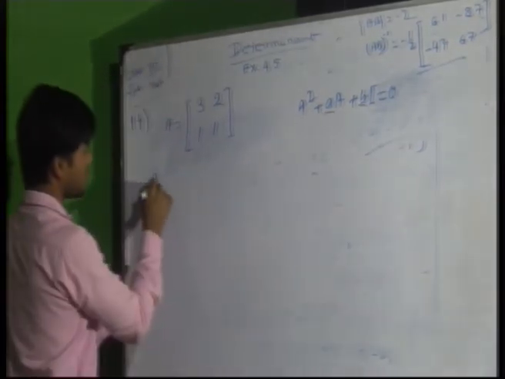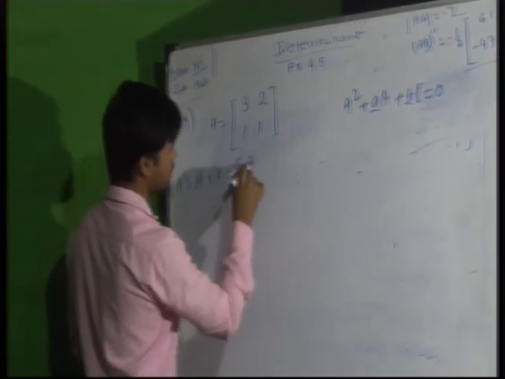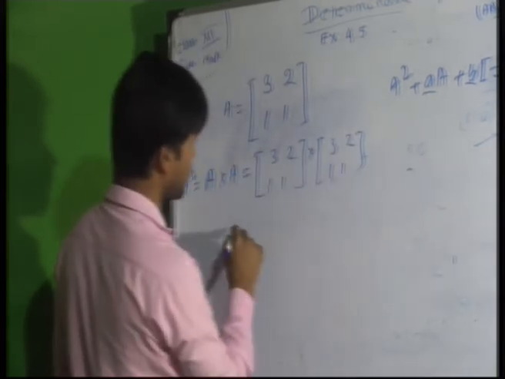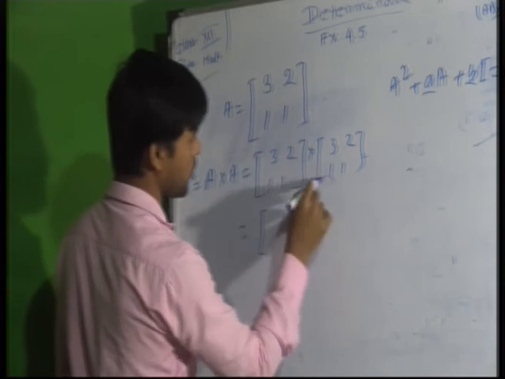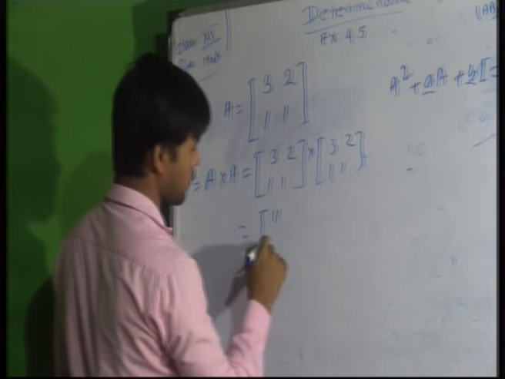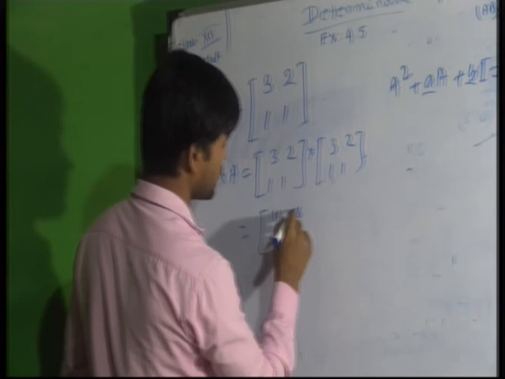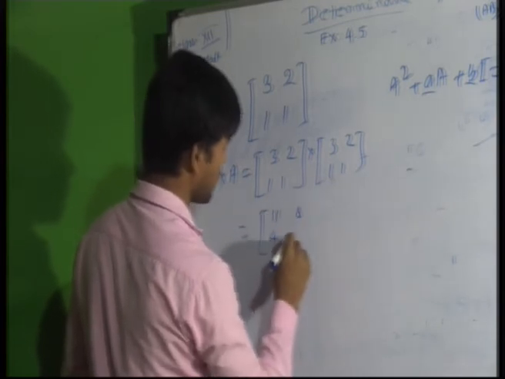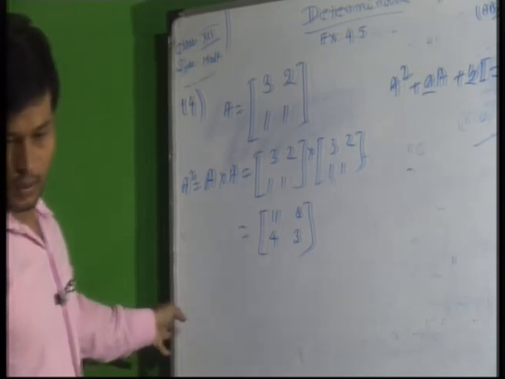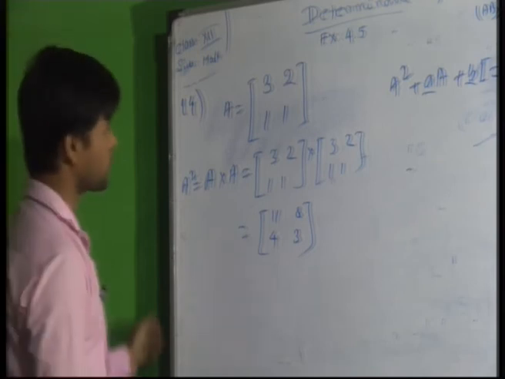So first calculate A squared, that is A multiplied with A. So [3 2; 1 1] multiplied with [3 2; 1 1]. So do the multiplication. 3 3 is 9 plus 2 is 11, 3 plus 1 is 4, this is 3 2 is 6 plus 2, that is 8, and this is 2 plus 1, that is 3. So the value of A squared is [11 8; 4 3].